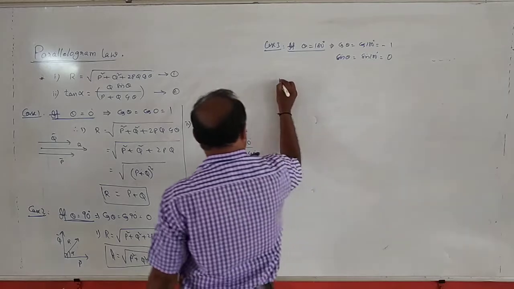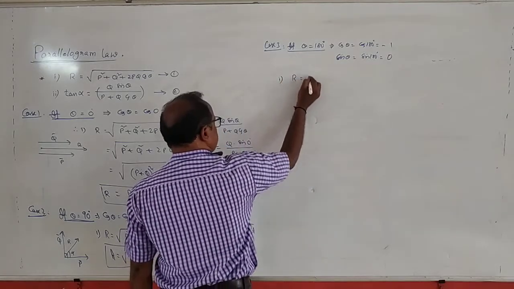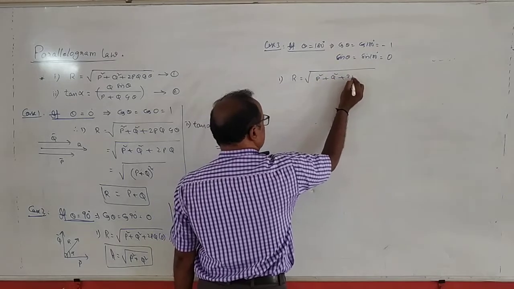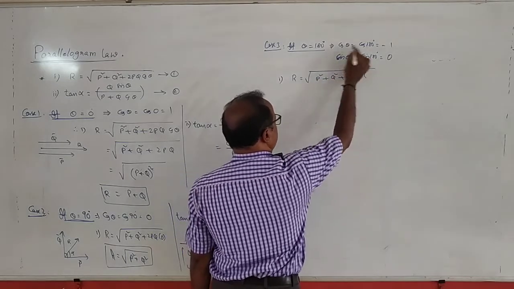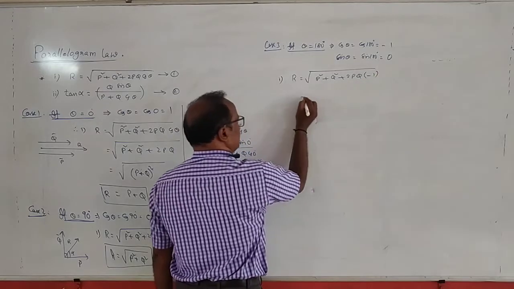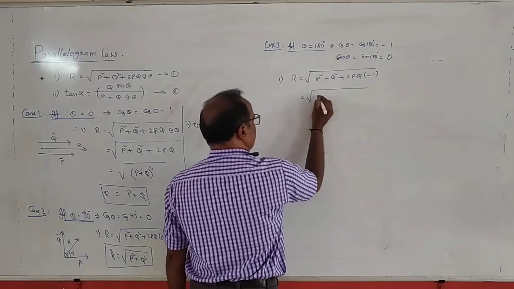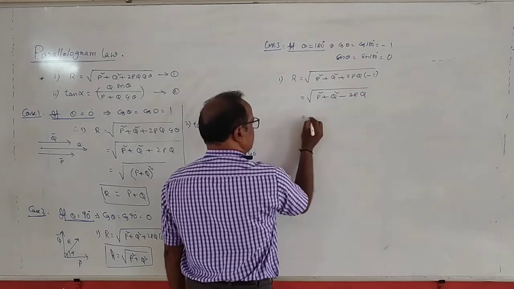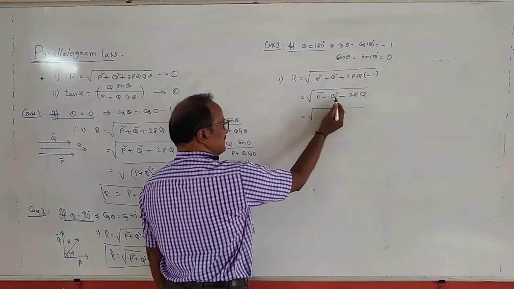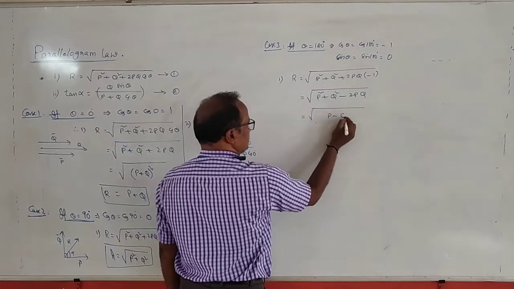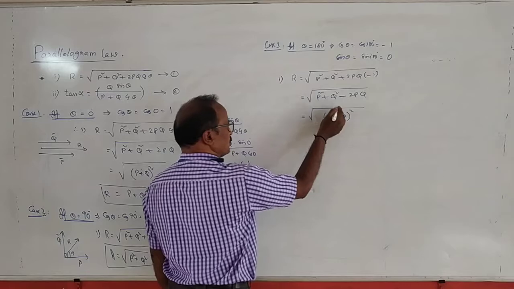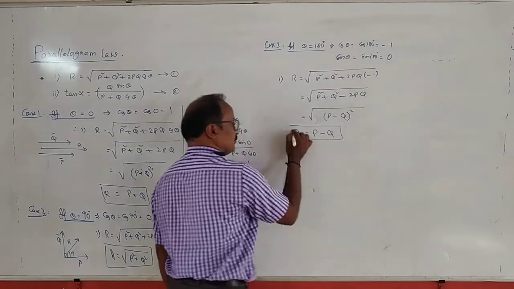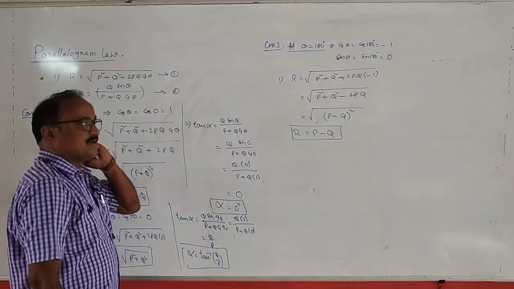Therefore, the magnitude of the resultant is represented by R equal to root of p square plus q square plus 2pq cos theta. Cos theta is equal to minus 1, so R is root of p square plus q square minus 2pq. This is of the form a square plus b square minus 2ab, which is p minus q whole square, and the root is cancelled, so R is equal to only p minus q. This is the formula for the magnitude of the resultant.